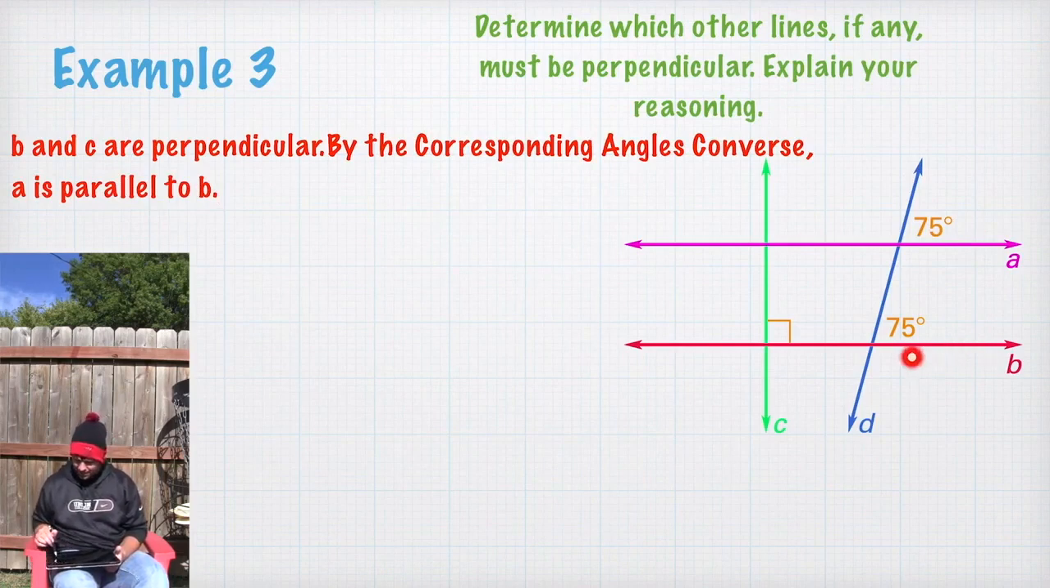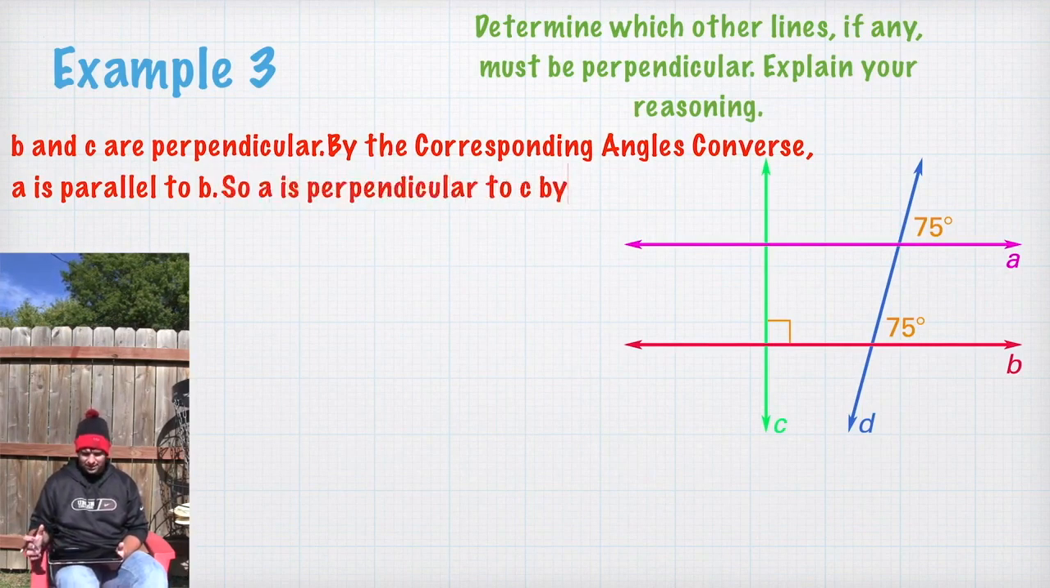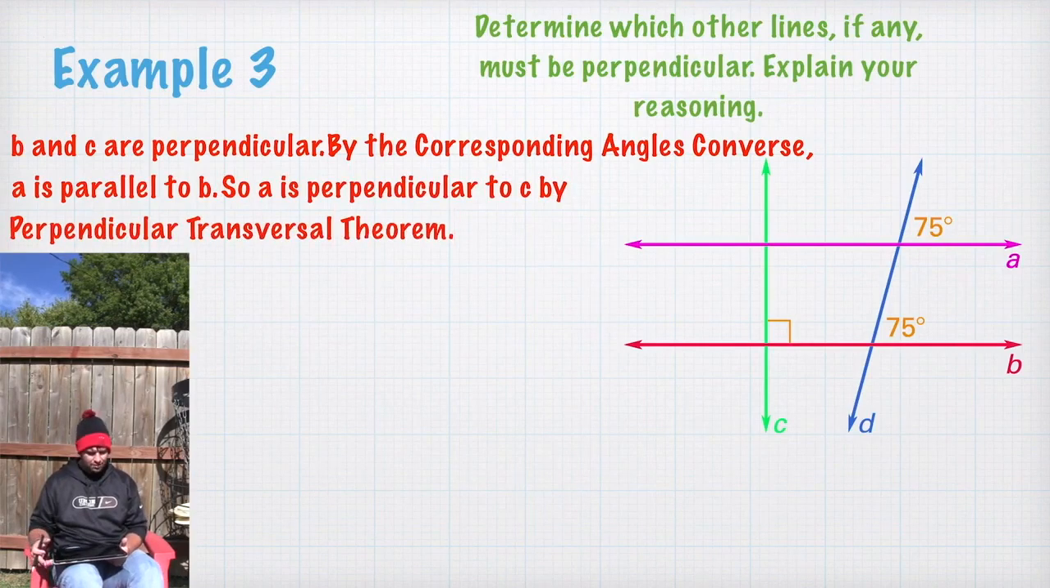If A is parallel to B, we can say that A is perpendicular to C, because if C is perpendicular to B, it's also going to be perpendicular to the other parallel line by the transversal theorem we just learned. So let's go ahead and write that down. So A is perpendicular to C by the perpendicular transversal theorem. That's all there is to it. Those are the two lines we could state are perpendicular, B and C and A and C.